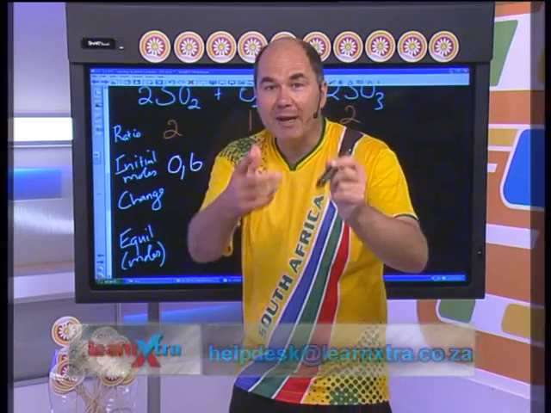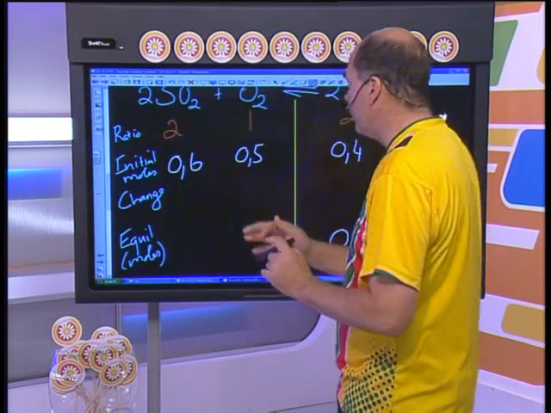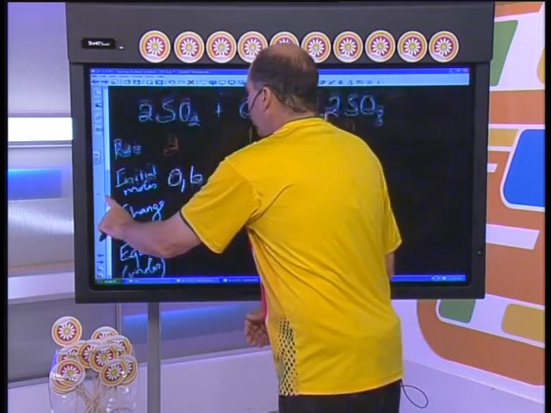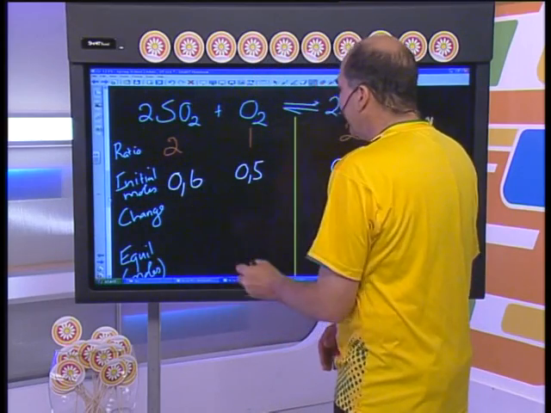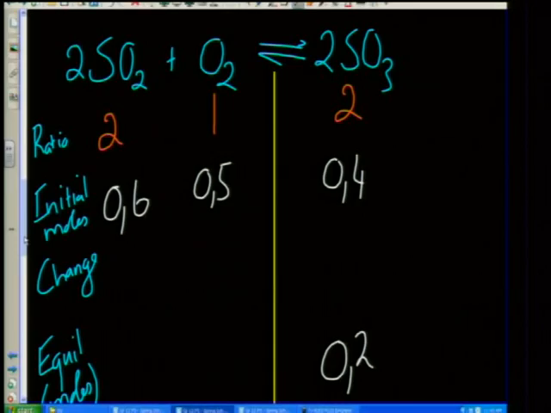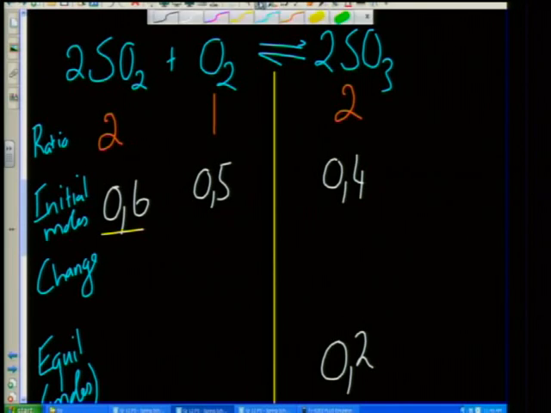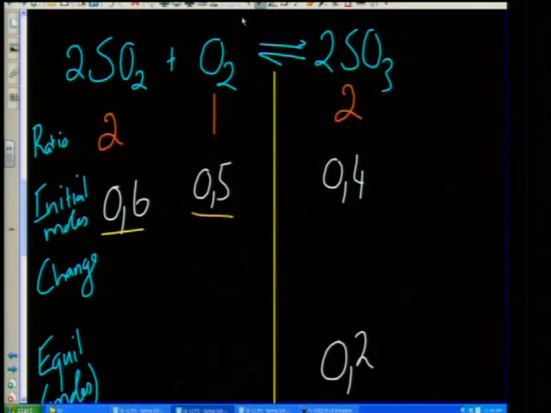Right, let's get straight back to the KC calculation. I've completed or started to fill in my given information. I just want to go through it with you. I've read off the question that I have 0.6 moles of SO2. So I've filled it in underneath the SO2. Then I filled in that I've got 0.5 moles of O2 and I've got 0.4 moles of SO3.